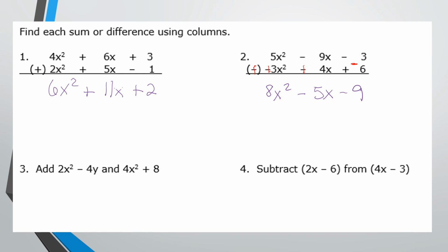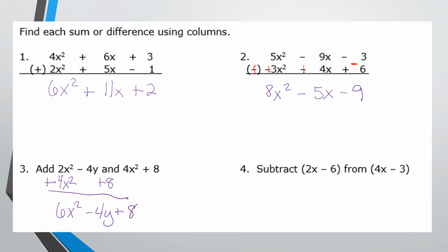Okay, this one says add 2x squared minus 4y and 4x squared plus 8y. So we can write it in columns just like the one above. So I can put my x squared under my x squared, 4x squared. I don't have another y term over here, but I can put plus 8 over here. So if I add it up, I get 6x squared minus 4y plus 8.